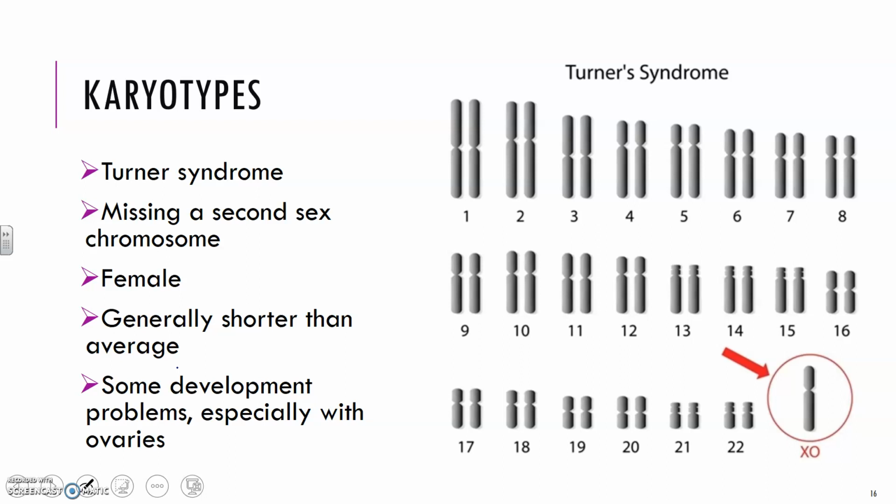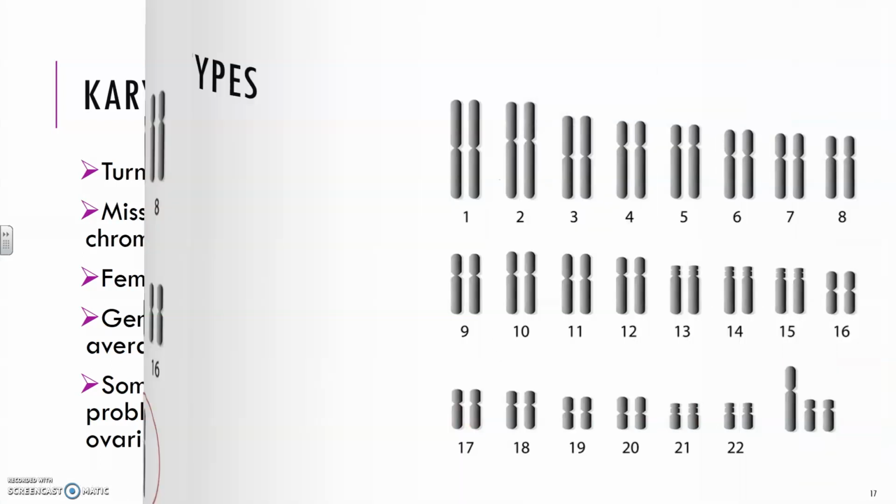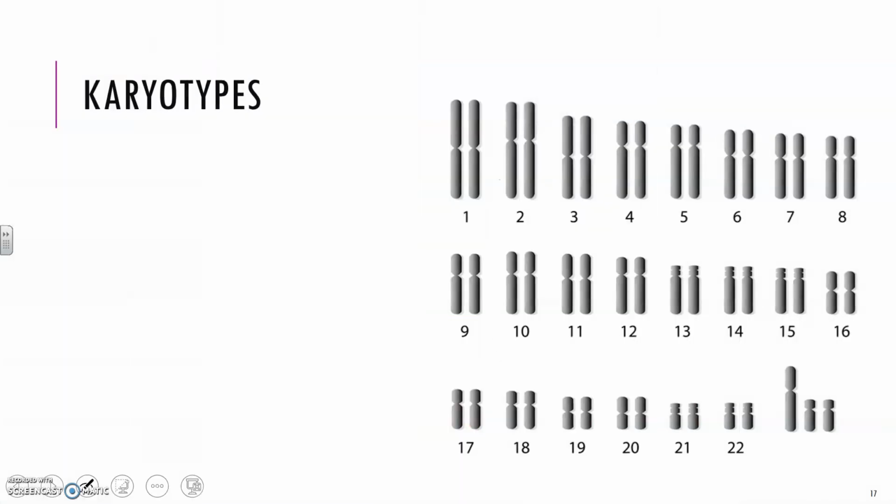Ask any male. So you can survive without a second sex chromosome. It just means that if this female has a recessive disorder on that X chromosome, it will be expressed. They don't have a second chance or a second shot at getting a dominant allele for that trait. All right, what do you see in this one?